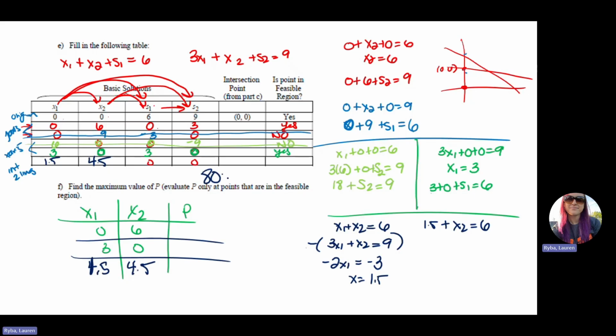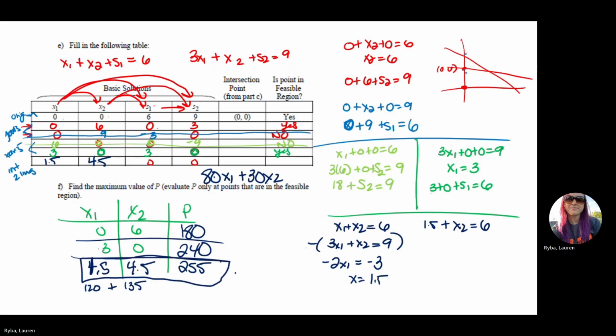Let's see, that was 80x1, 30x2. So 30 times 6 is 180. 3 times 80 is 240. 1.5, that's going to be what? 120 and 4, so 120 and another 15, 135. 255. And there is our max.